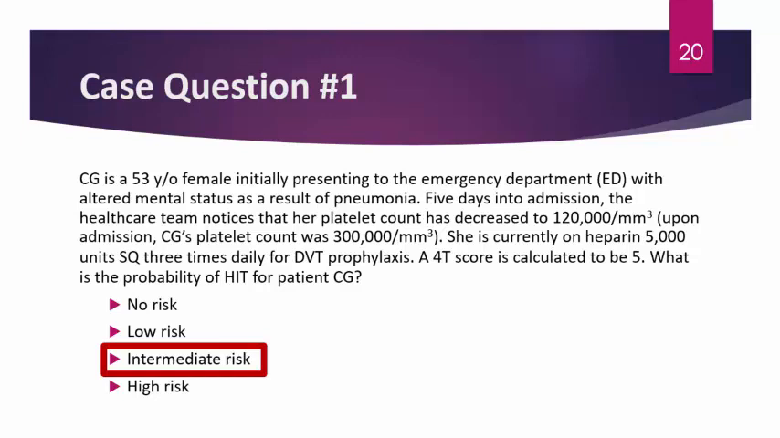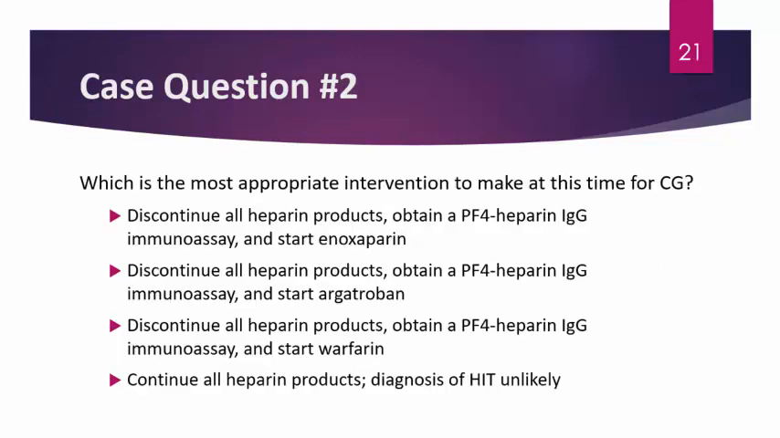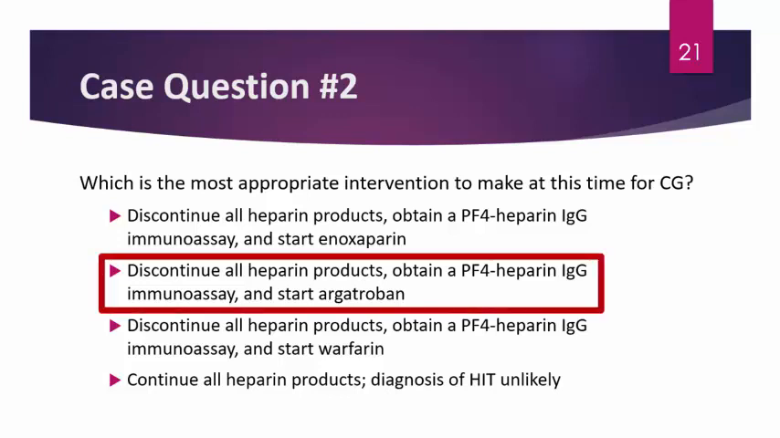So if you remember back to that 4T score table, a score of 4 or 5 is intermediate risk. Anywhere from 0 to 3 is low risk, and a score of 6 or more is high risk. So that's why the answer here is intermediate risk, because of that 4T score. What's the most appropriate intervention to make at this time? For CG, the answer is discontinue all heparin products, obtain a PF4 heparin IgG antibody, and start argatroban.